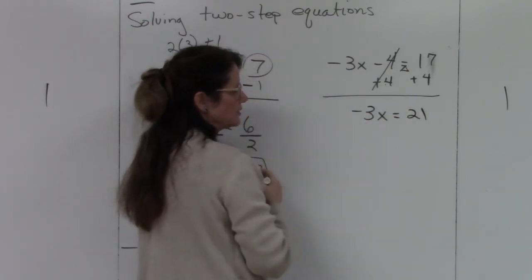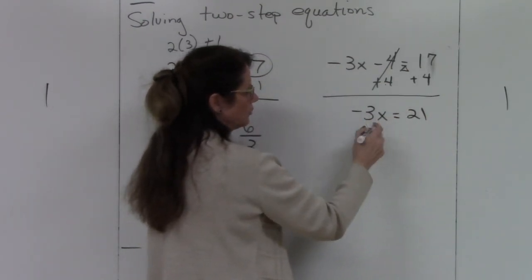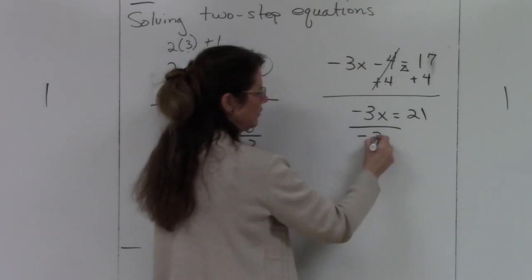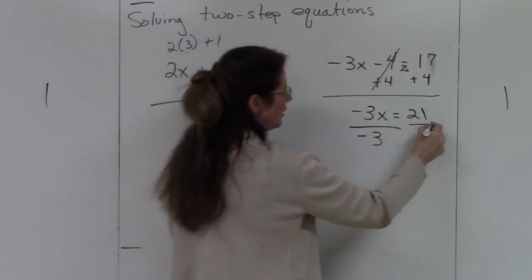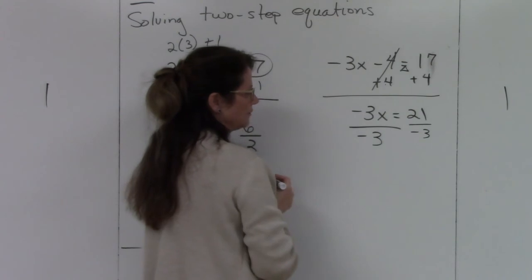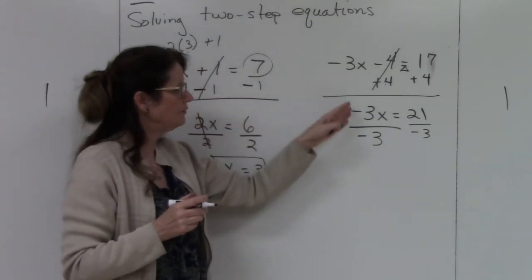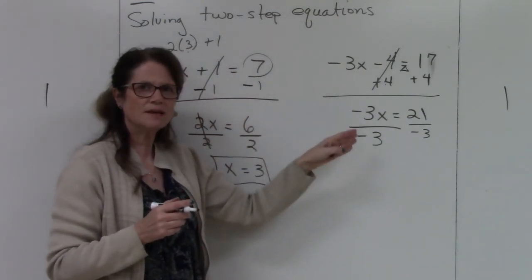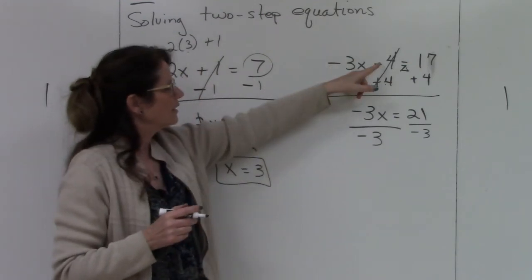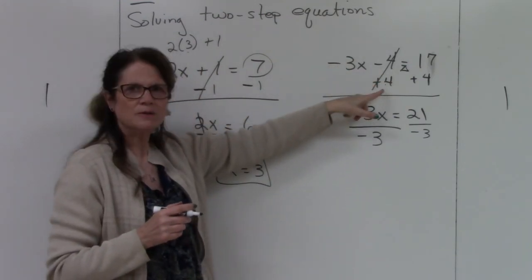Now I'm at a one-step equation. This is showing multiplication, so to get rid of my times negative 3, I'm going to divide by a negative 3. So notice here I'm keeping the sign. I'm using the exact same sign. With the adding and subtracting, I'm using the opposite sign.